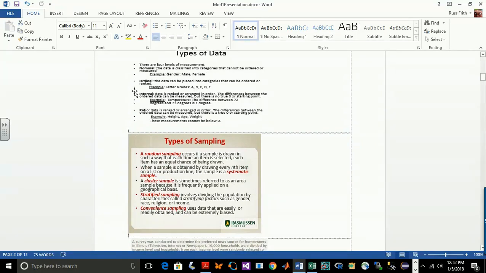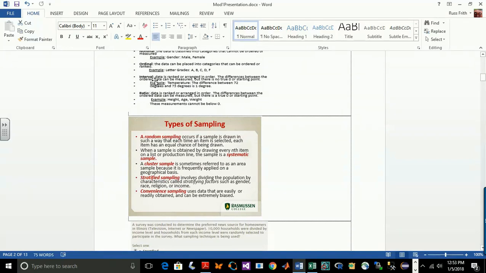Ordinal data is data that can be placed into categories that can be ordered or ranked. For instance, letter grades: A, B, C, D, F. Interval data is data that is ranked or arranged in order. The differences between the ordered data can be measured, but there is no true zero or starting point. For example, temperature. The difference between 72 degrees and 73 degrees is 1 degree. The difference between -1 degree and 1 degree is 2 degrees.